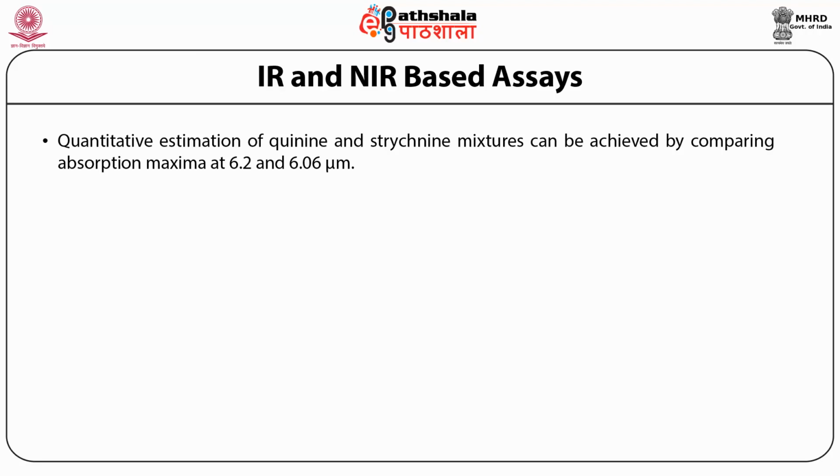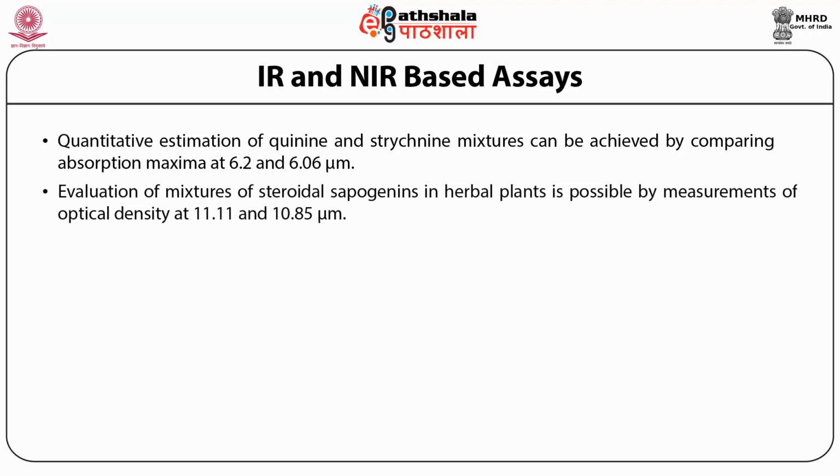centimeter inverse. The next assay is for the evaluation of mixture of steroidal sapogenins in herbal plants using IR spectroscopy. So the measurements of optical density are made at 11.11 and 10.85 micrometers. With this method, there is a possibility of determination of epimeric sapogenins, 25 alpha and 25 beta sapogenins.